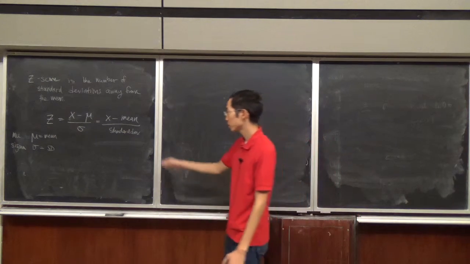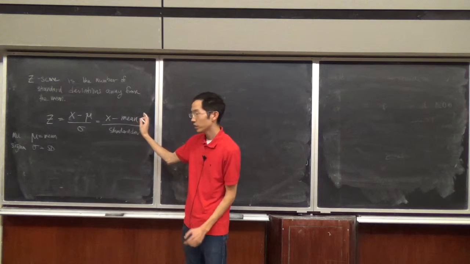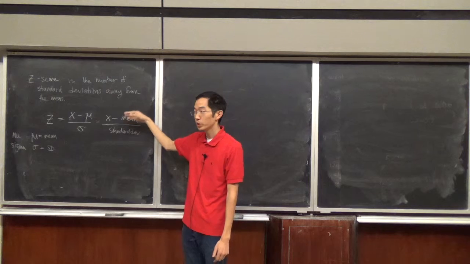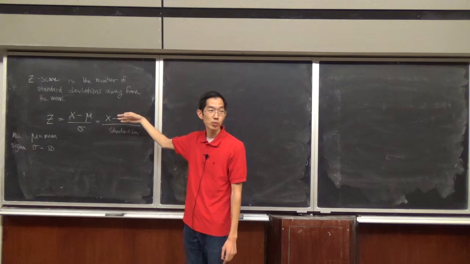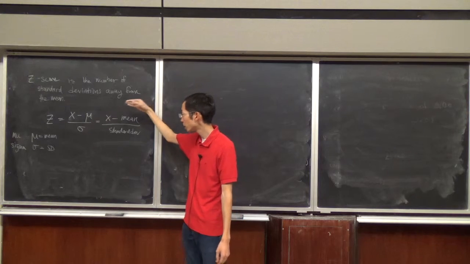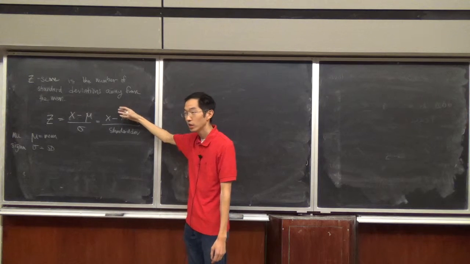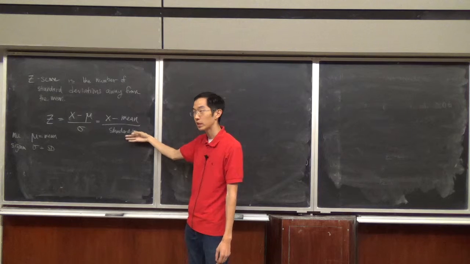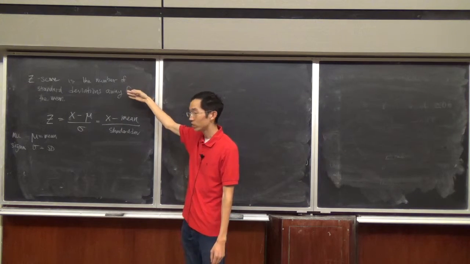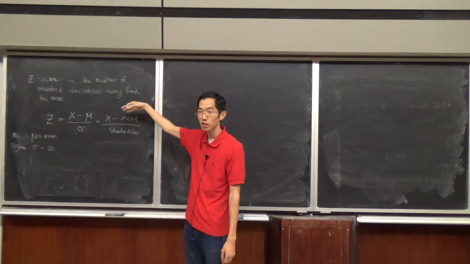And this makes sense because x minus the mean tells us how far we are away from the mean, right? But we don't want the distance just in units. We want the distance expressed in standard deviations. So we take that distance from the mean and we divide it by the standard deviation. And that tells us the number of standard deviations we are from the mean.